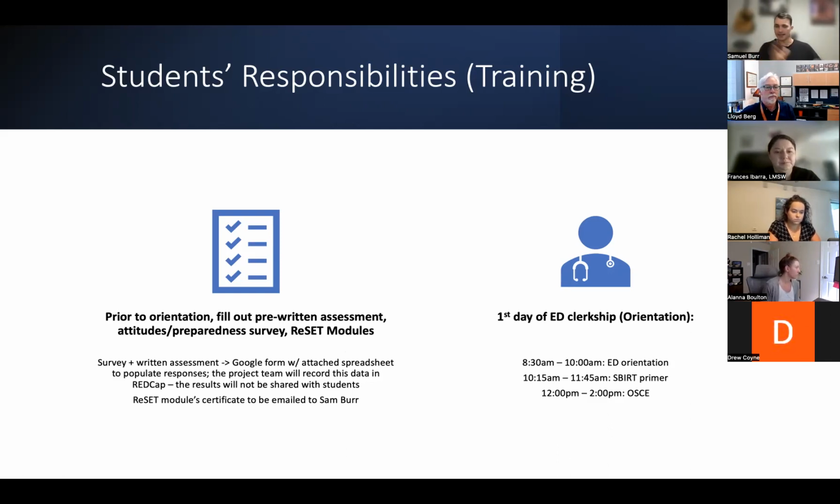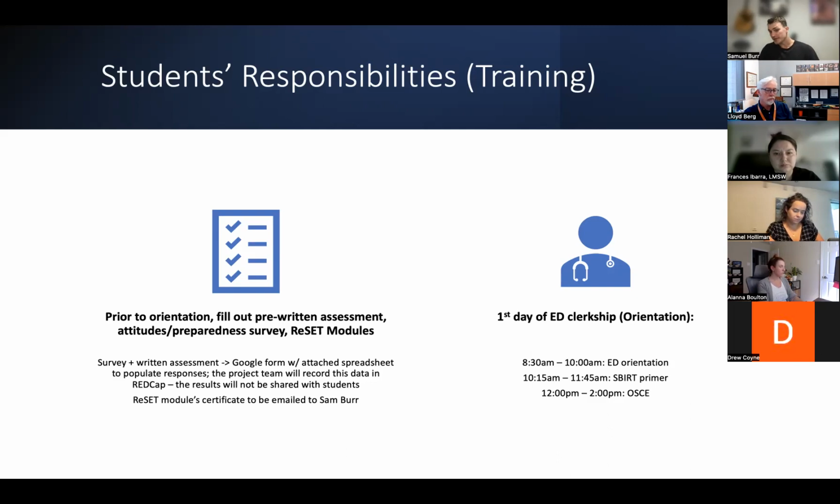Right, so we'll record that baseline data, and students will be expected to email me the reset module certificate so that I know they've completed it as part of their responsibilities. And Shane, real quick, how intensive are those reset modules, time-wise? I did them in probably 45 minutes, an hour-ish. So it shouldn't be too taxing. And I thought they were valuable and helpful to do.